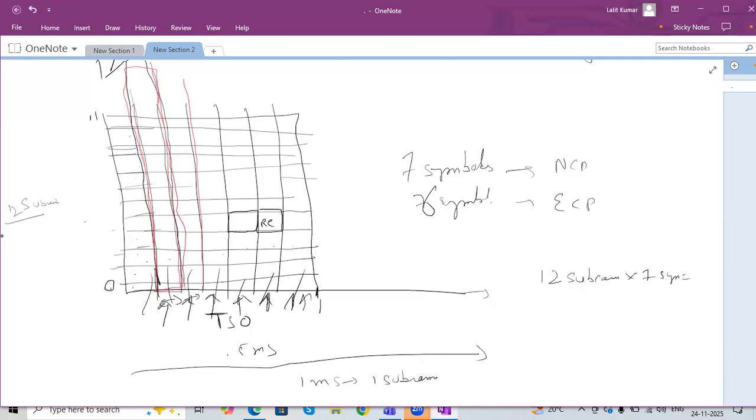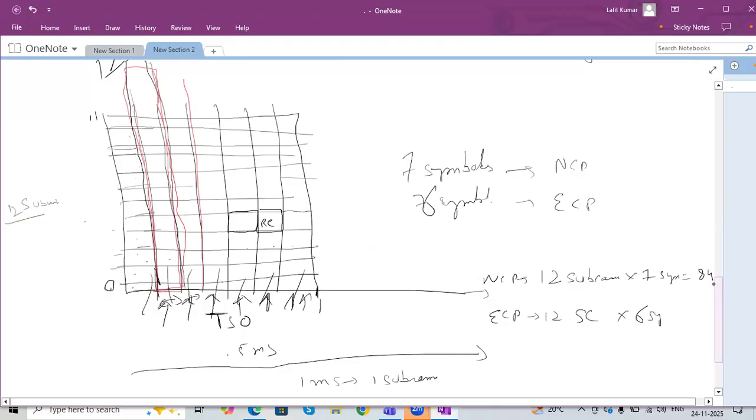So how much will this become? This will become 84 resource elements. This is in the case of normal cyclic prefix. If it is extended cyclic prefix, then 12 subcarriers multiplied by 6 symbols gives 72 resource elements. These are the small elements.